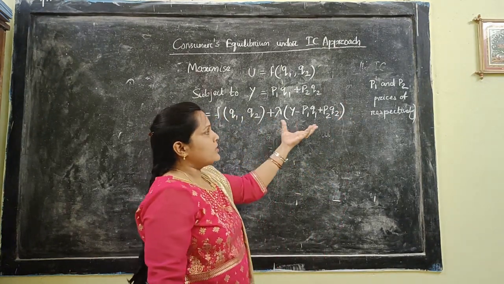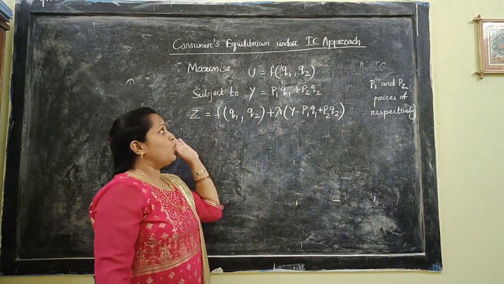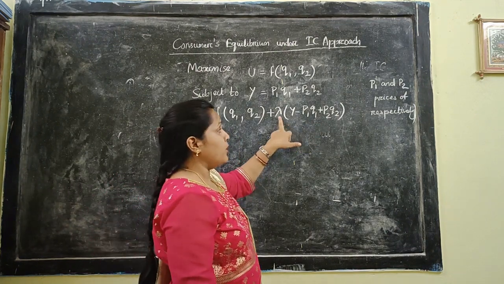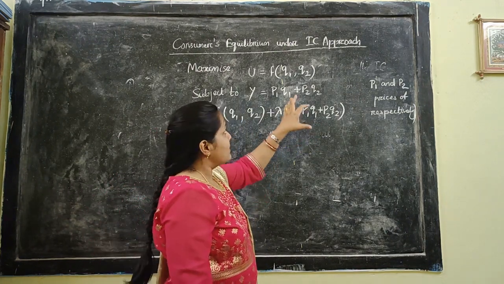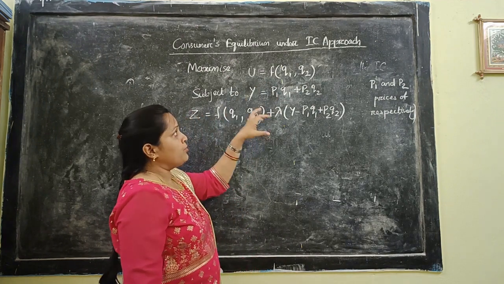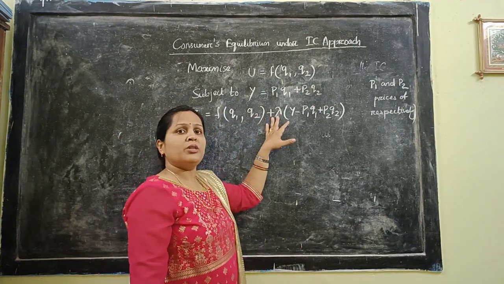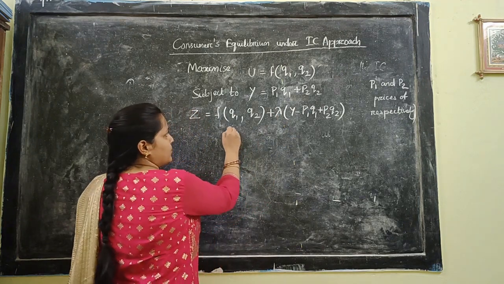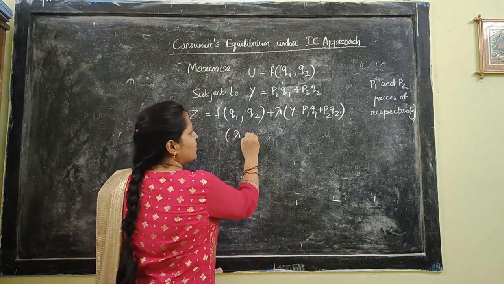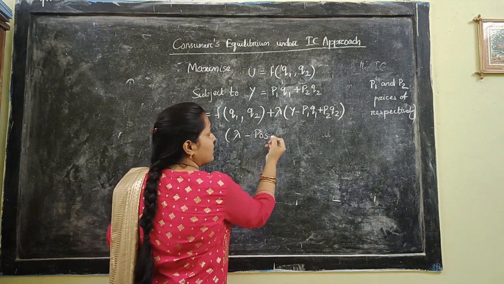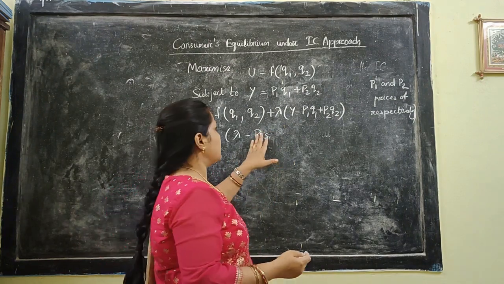Right, so this is the composite objective function, or the Lagrange function, where we have added this constraint to the objective function through this Lagrange multiplier. What does this Lagrange multiplier imply here? It is a positive constant, an undetermined positive constant.